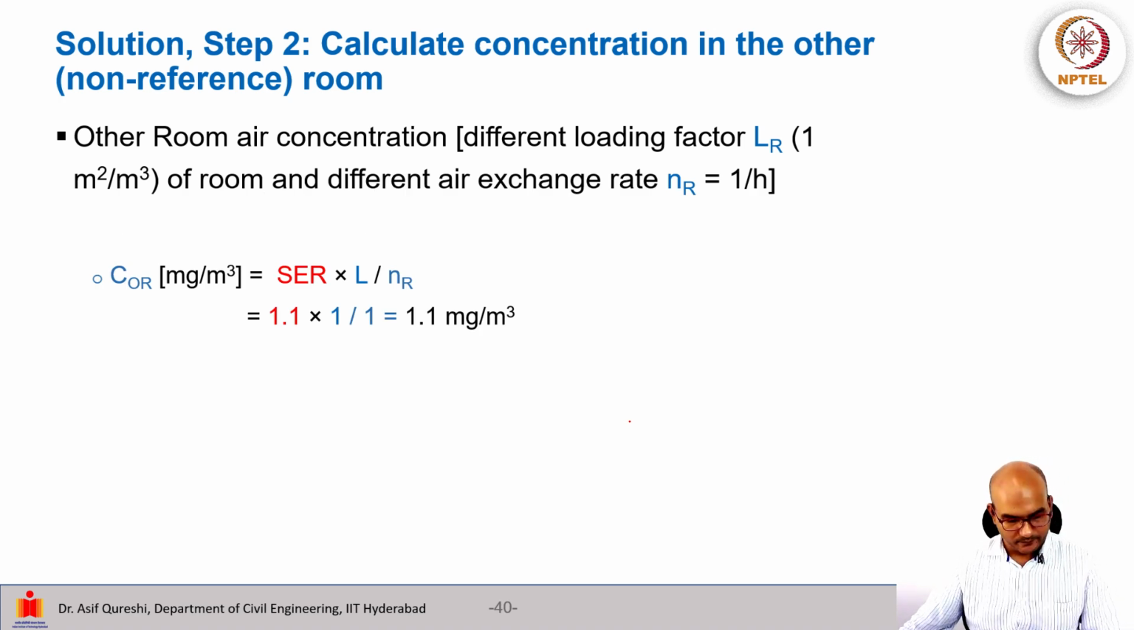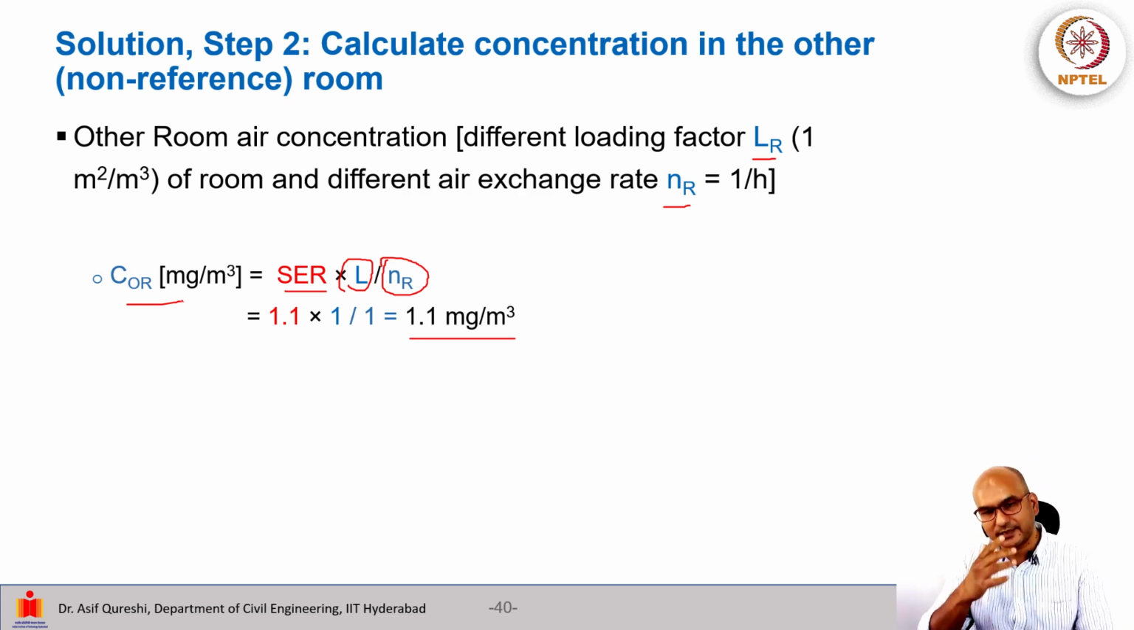Then finally, we have the concentration in the other room where both LR as well as NR are different. So we have COR equal to SER multiplied by the new L and divided by the new NR. So 1.1 divided by 1.1, that is 1 milligram per meter cube. So here we have seen some simple calculations on how to determine the specific emission rate given the observations. Then from specific emission rates, how to calculate the concentrations in a reference room or a regular room, which is termed as the other room, which is not a reference room.